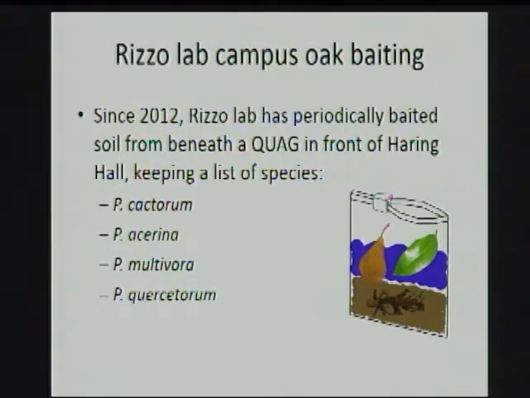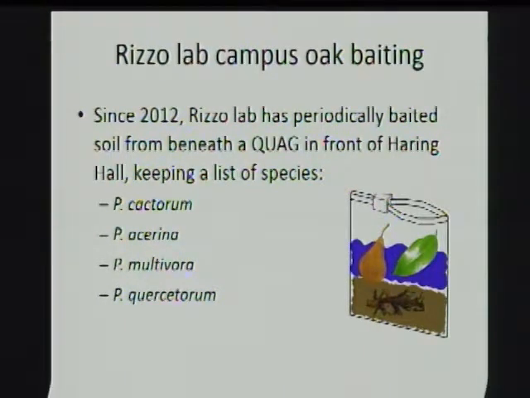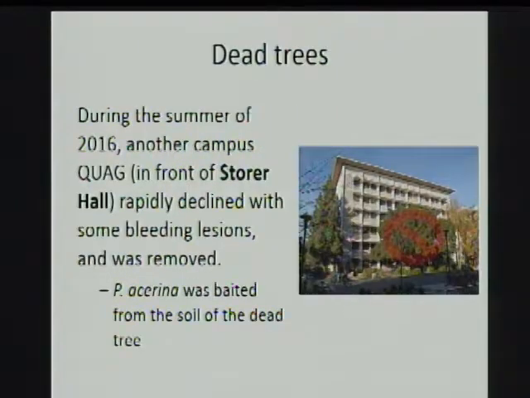So as part of practicing our baiting techniques in the Rizzo lab, we have a particular oak, a coast live oak in front of Herring Hall that we have periodically baited from to see what's there. And in my time in the lab, we've done that 3 times, and we've used DNA sequences to identify what we found. And so we found these 4 species. The Phytophthora multivora we found every single time we've looked at this coast live oak.